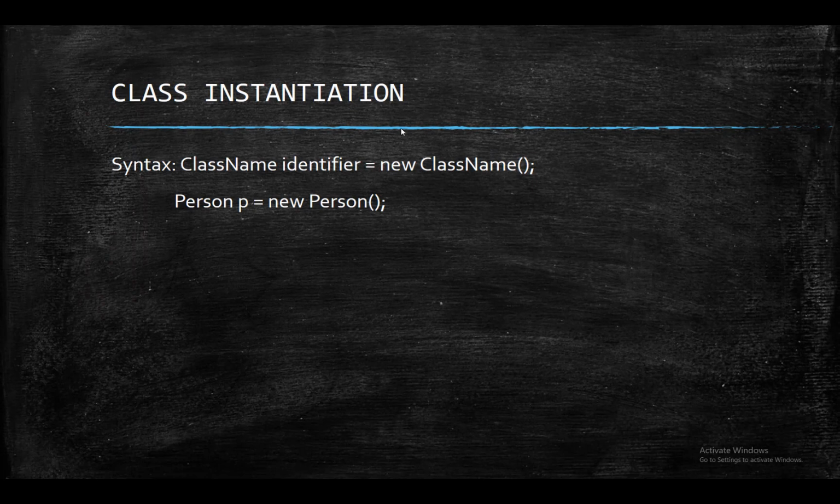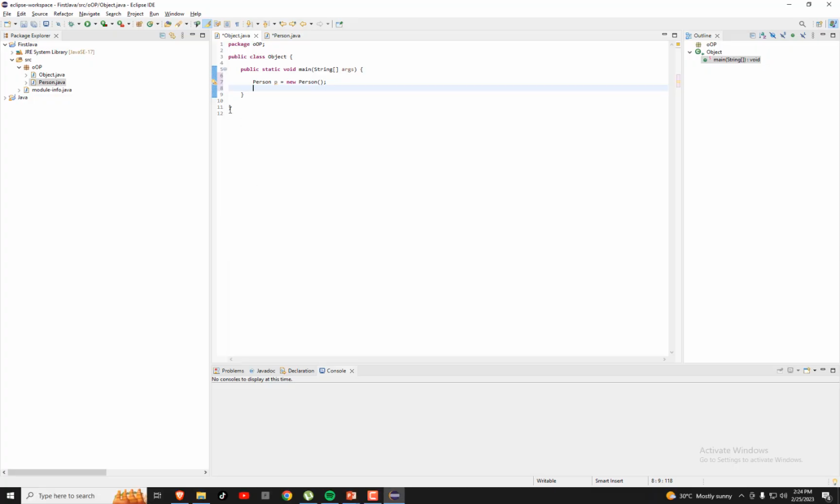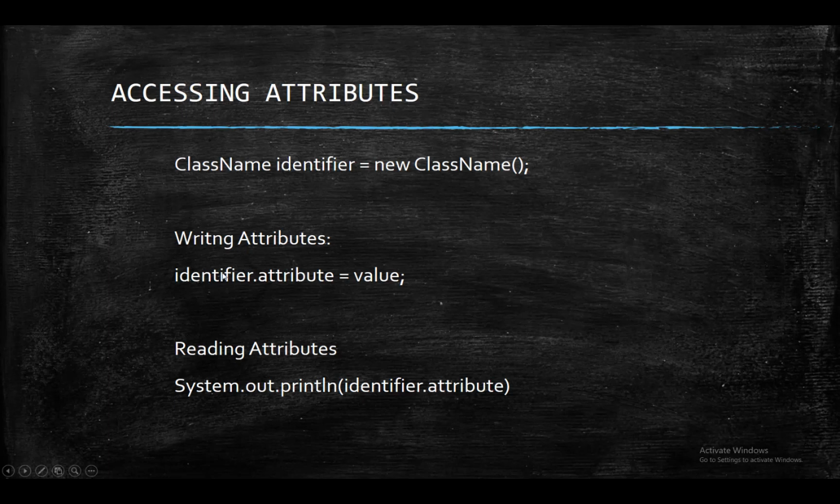Okay. Next is how to access those attributes. So we have the class instantiation, and we're gonna write attributes to call our attributes sa atong subclass. The syntax is: we have the identifier, the attribute, then the value. And how to read, later on, we're gonna print that one. Okay. Balik ta dito, and we're gonna write this one: the identifier, the attribute, then the value.